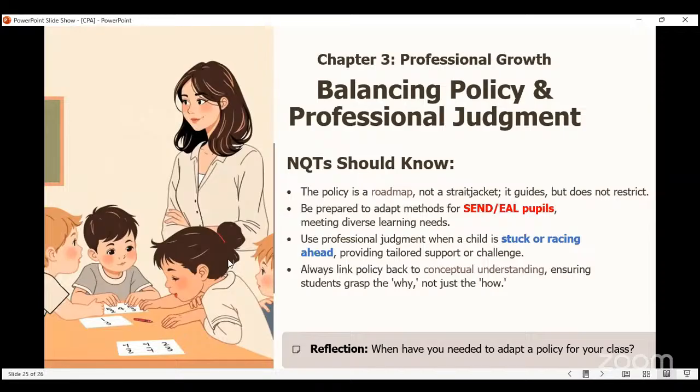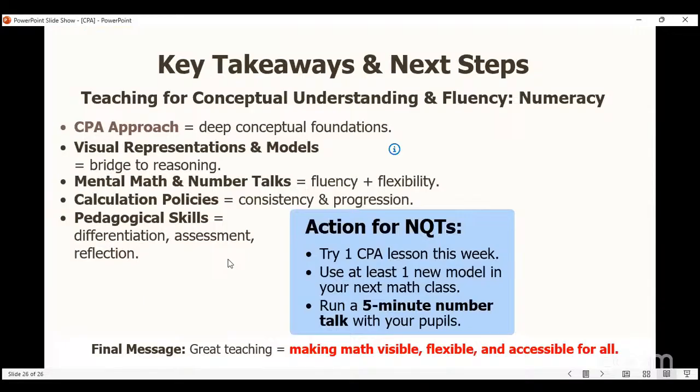We understand our students, so we need to use our professional judgment when a child is stuck or when the child is racing ahead. Can we unmute our mics, please?